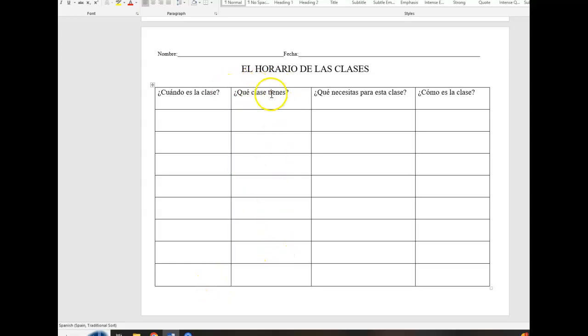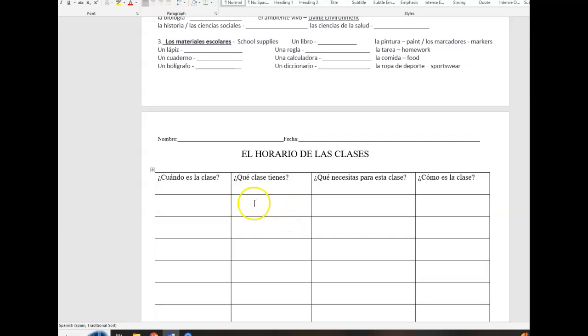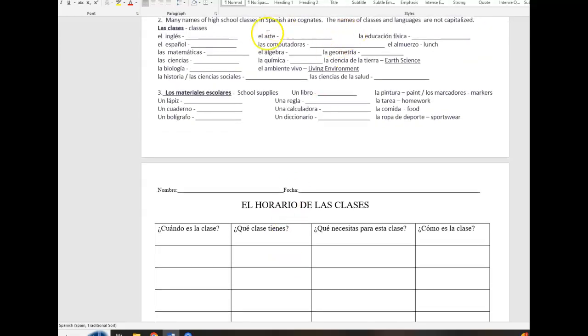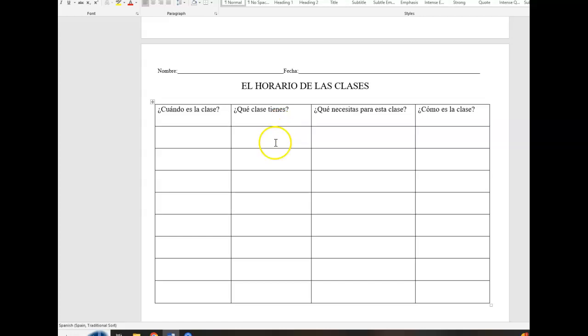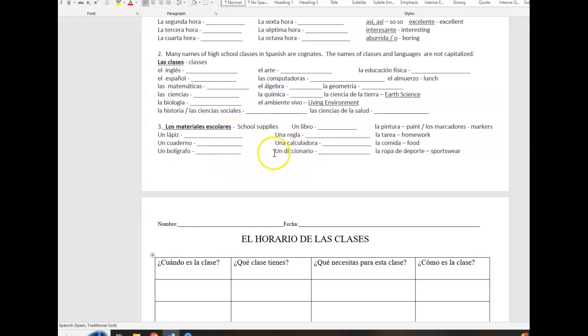In the second column, ¿qué clase tienes?, you're going to write the class that you have for each of those periods. So, whichever class that corresponds with your 1st through 8th period. That's what's going to go here. So, el arte, el álgebra, las matemáticas, el inglés, whatever period or whatever subject that corresponds with that period. ¿Qué necesitas para esta clase? What do you need for this class? That's what's going to come from here. The different items that are used in your classes.